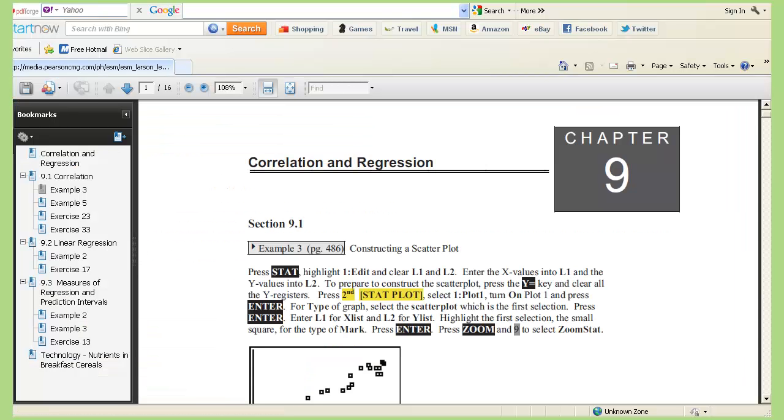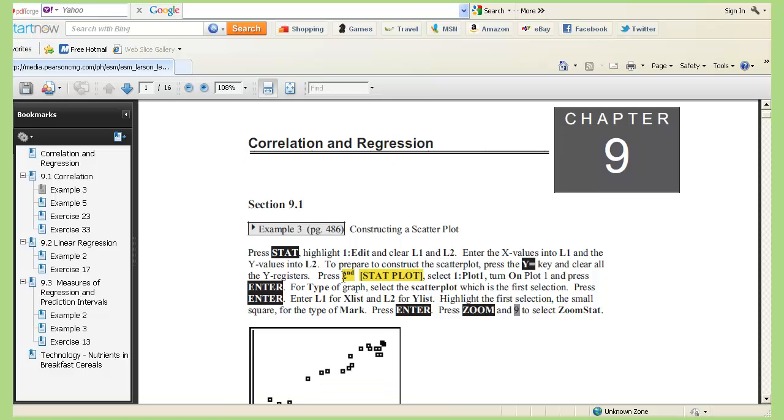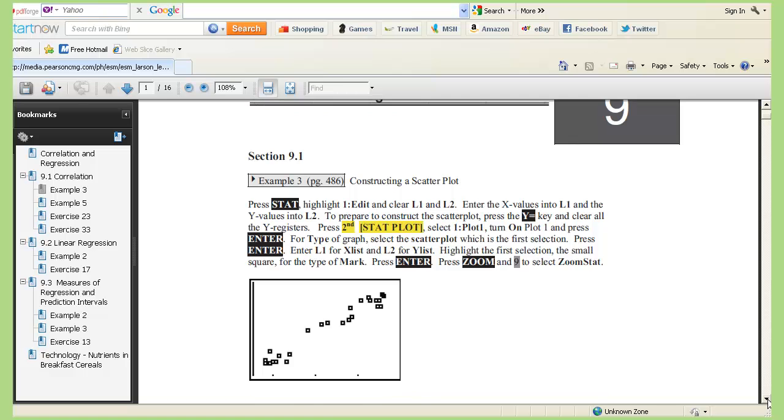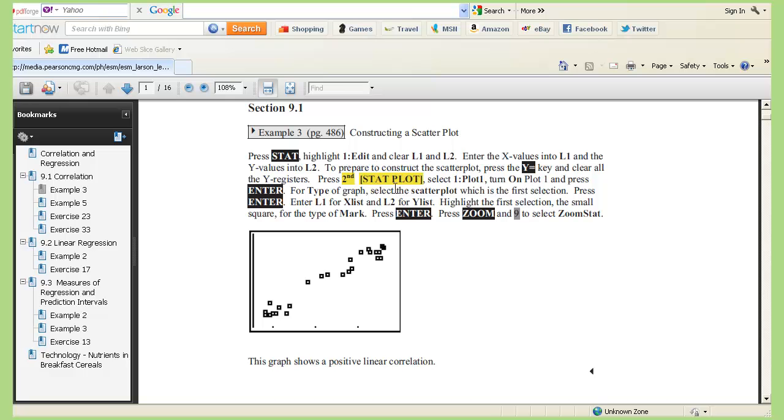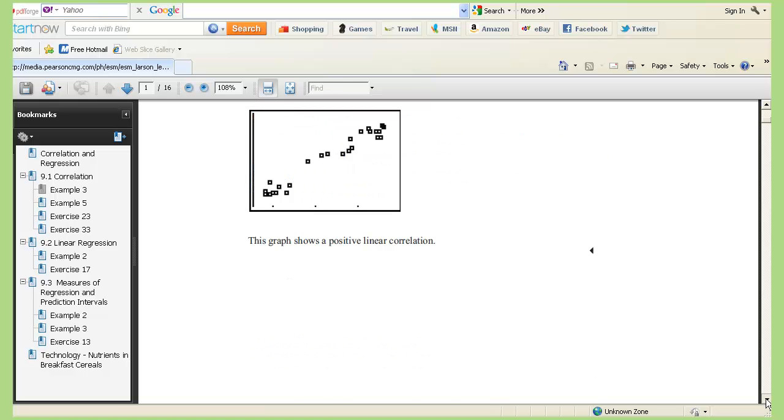Here's where I want to be. If you go to this part, Tools for Success, and Chapter 9.1 Correlation, these are the examples that are in the book. It tells you what page they're on, and it works them out. It will do a scatter plot for you. You use L1 and L2, you put your numbers in there, and this tells you exactly how to get to the scatter plot, and it will make a scatter plot for you. And it says that this one shows a positive correlation, and we'll go back and talk about the correlation on those others in just a minute.